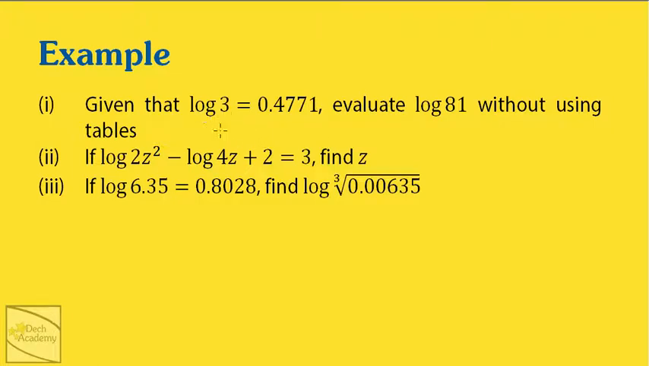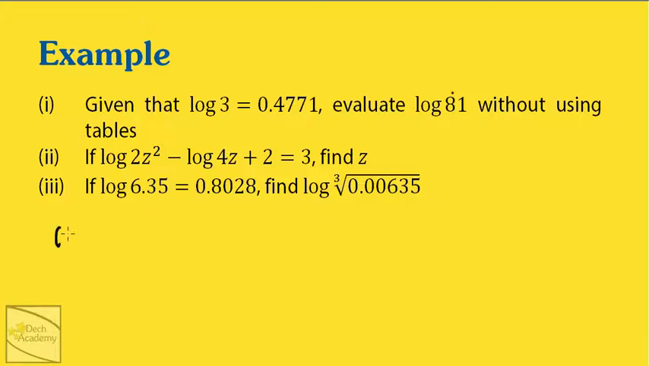So here's a somewhat challenging example. It's something that you can find in an exam. Let's just focus on part 1. Given that the logarithm of 3 is 0.4771, evaluate the logarithm of 81 without using tables, and obviously without using a calculator. So how do we go about it?